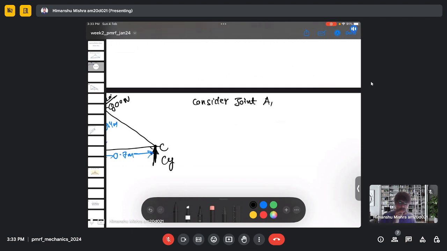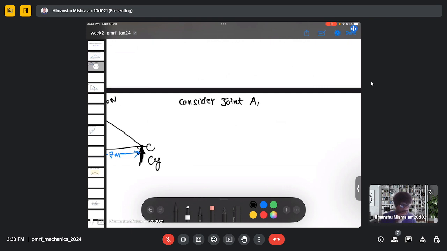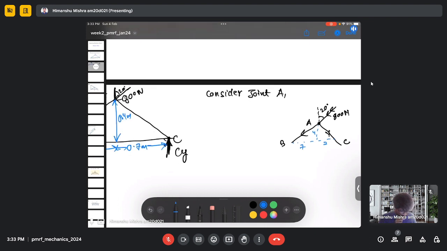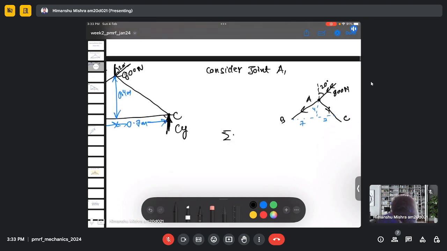So first let's consider joint A. It is always advisable to draw the schematic diagram at each joint. So this is my joint A, and this is B, this is C, and this is the force 800 Newton at 20 degrees from the vertical axis. And just to find the components, this is 7, this is 4, this is 7. So first we do the force balance analysis in the horizontal direction.